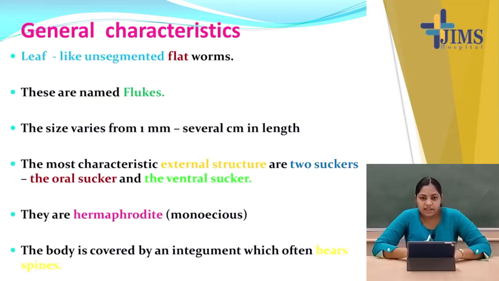Coming to the general characteristics of trematodes, these are leaf-like, broad or flat worms, named flukes. The size varies from 1 millimeter to several centimeters. The external structures are two suckers: one is the oral sucker where intake is taken, and the other is the ventral sucker. As I already mentioned, they are monoecious, with both male and female sex in the same worm, and the body is covered by an integument which often bears spines.